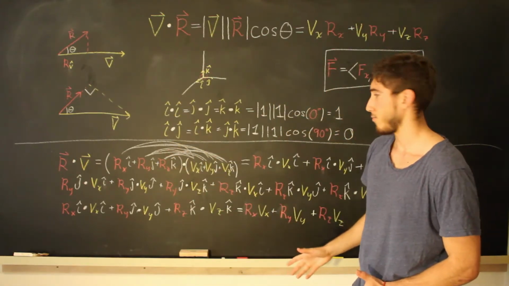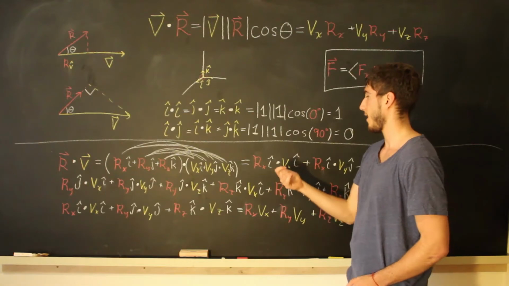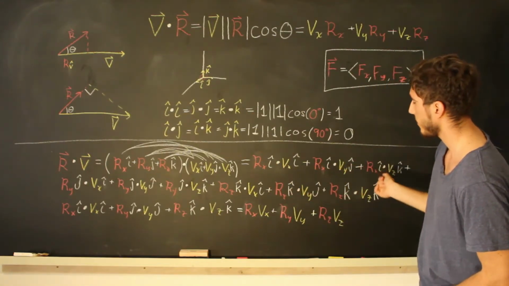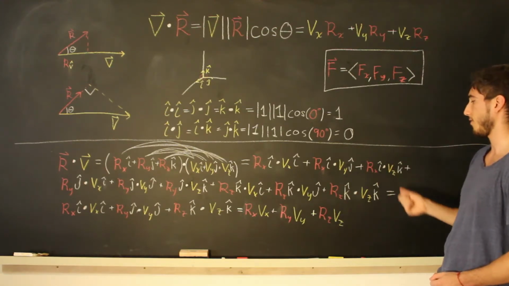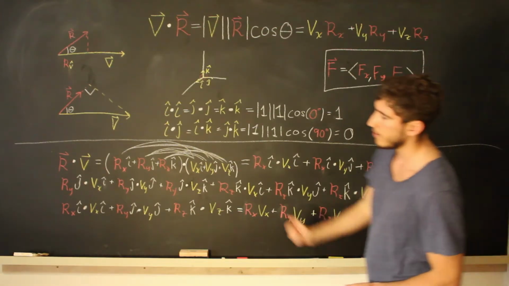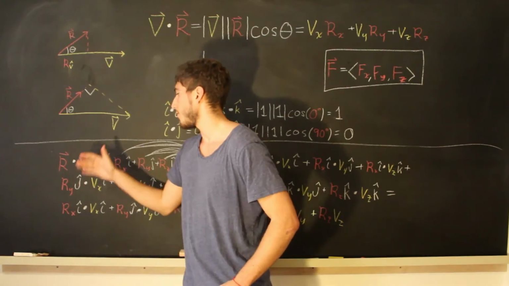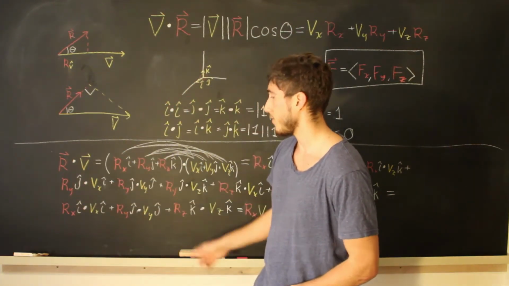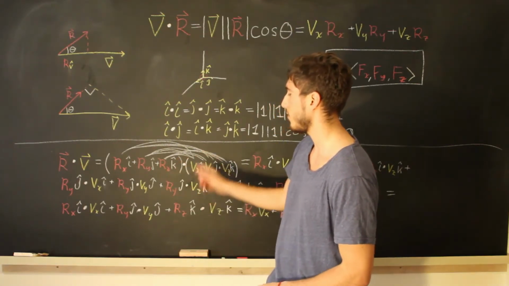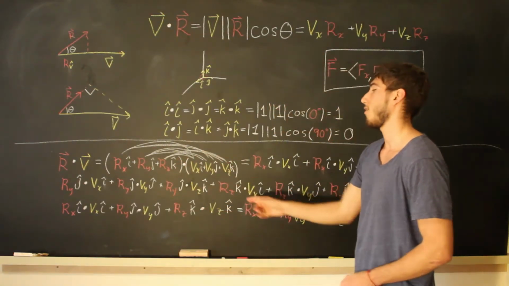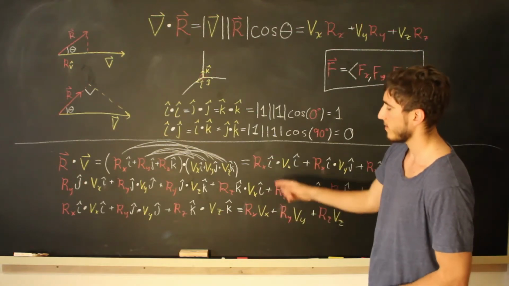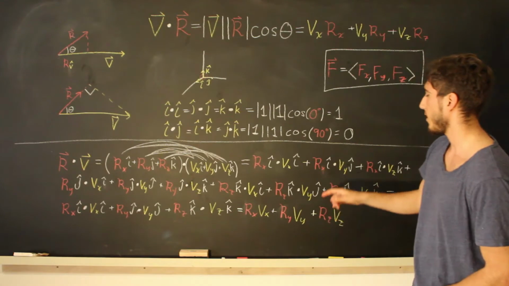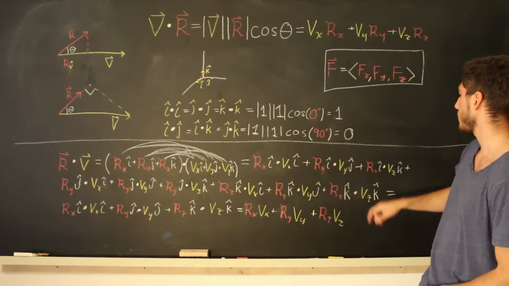And what we're going to get as a result is r of x I hat dot v of x I hat, plus r of x I hat dot v of y j hat, plus r of x I hat dot v of z k hat, plus r of y j hat dot v of x I hat, plus r of y j hat dot v of y j hat, plus r of y j hat dot v of z k hat, plus r of z k hat dot v of x I hat, plus r of z k hat dot v of y j hat, plus r of z k hat dot v of z k hat.